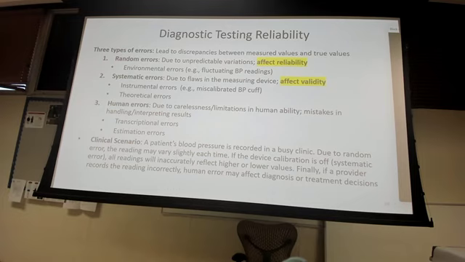Okay, 3 types of errors: random errors, systematic errors, and human errors. Random errors can be unpredictable things, environmental fluctuations, Murphy's Law, right? Systematic errors could be flaws in the measuring device, so instrumentation errors or theoretical errors. And lastly, human errors: making mistakes, not crossing your T's, not dotting your I's, transcription errors.